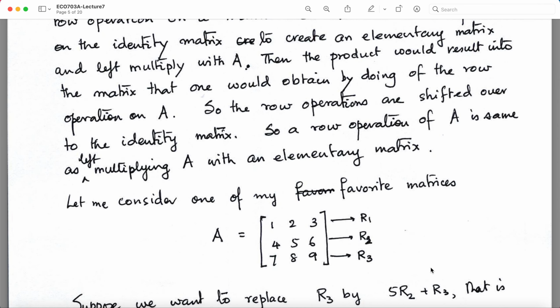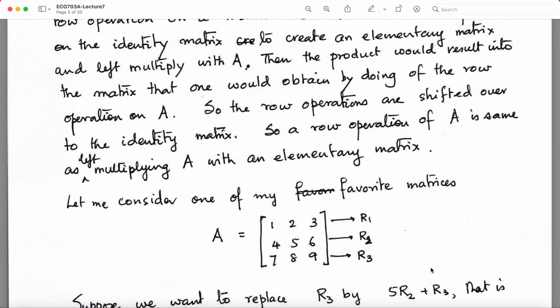So let me take my favorite matrix. I don't know, it was told to me the first day I learned determinant at St. Xavier's College, Calcutta. This was the matrix that was given and shown that the determinant was 0. We have not spoken about determinant, but that will come very soon.